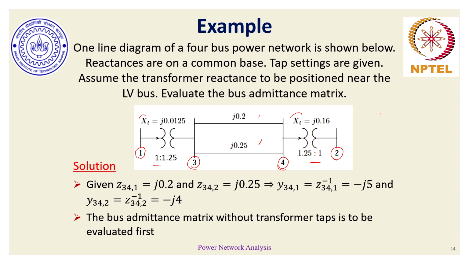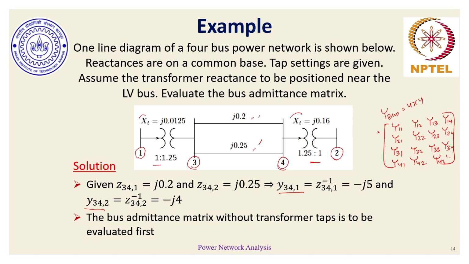At the outset, the Y bus should always be a 4 cross 4 matrix for this 4-bus network. So how do we do that? We first convert the line impedances into corresponding admittances and evaluate the admittance matrix. Since we have 2 elements between 3 and 4, all other elements would be 0 in this Y bus matrix. If I expand this a bit, it can be written as Y11, 12, 13, 14, then 21, 22, 23, 24, 31, 41, 32, 42, 33, 34, 43 and 44.